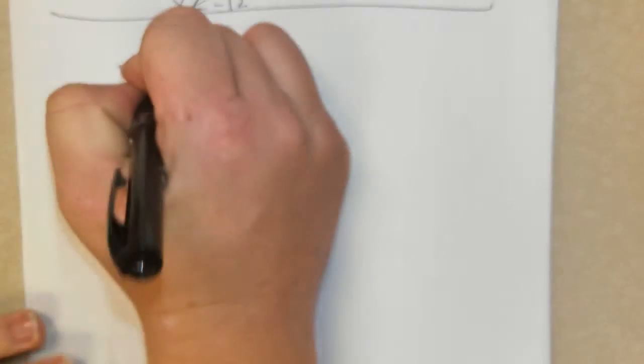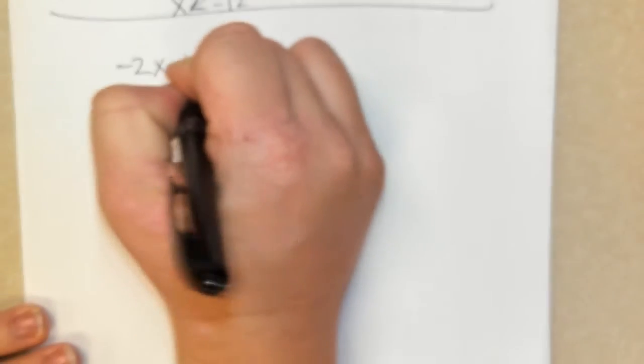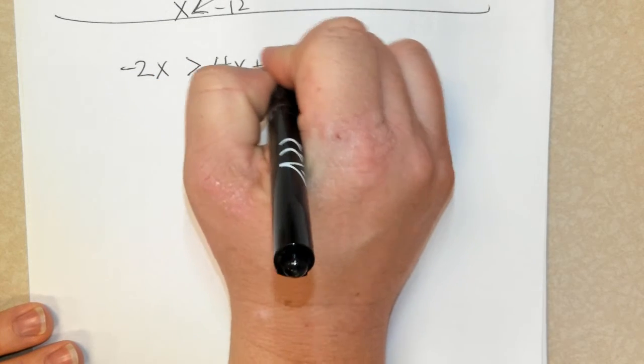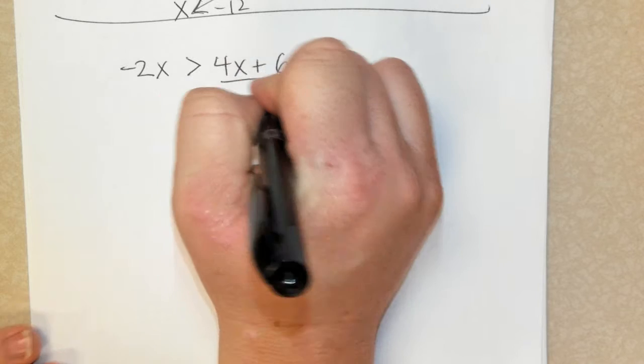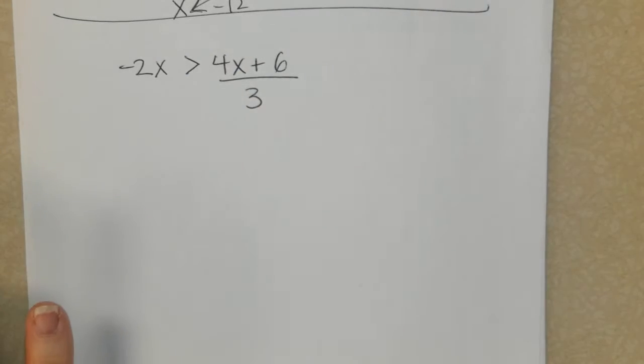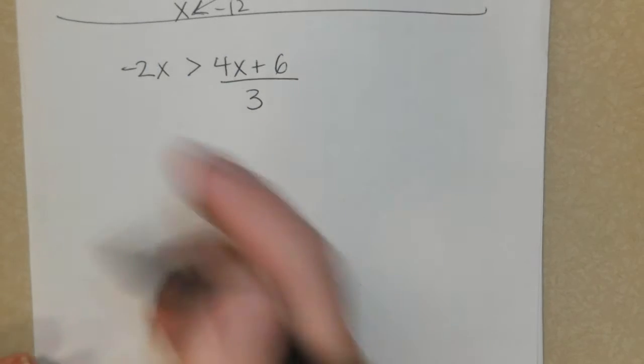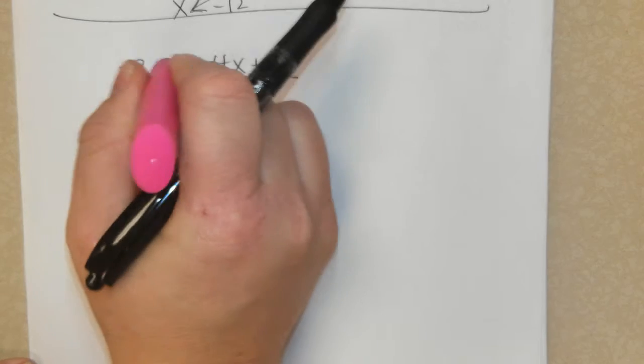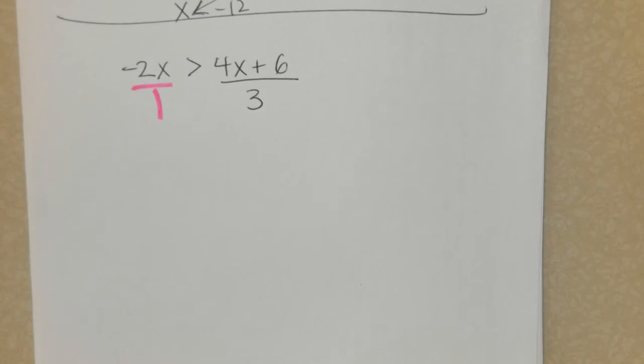Let's look at a more difficult problem. -2x is greater than (4x plus 6) over 3. So this is my next problem. Again, I want to isolate the x's. So what would I do here? Well, I hate working with fractions, so I'm going to start by putting a 1 underneath.